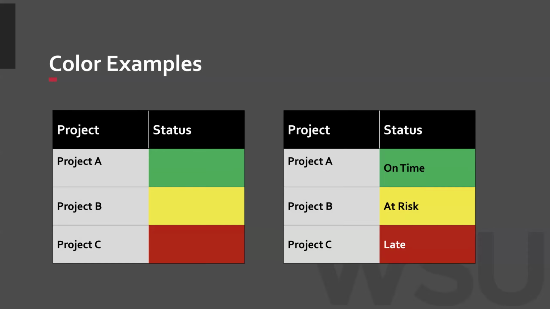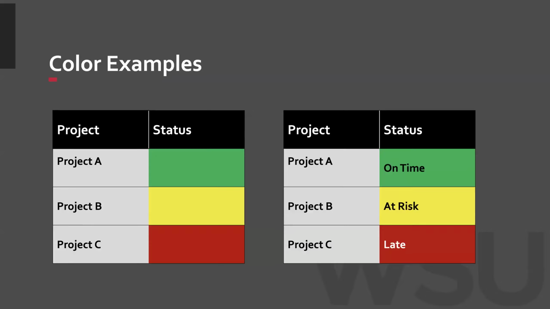This is an example of using color alone to convey meaning. If somebody was colorblind, they would not know what these colors meant. So to the right of that is the same table, but with text added to each one of those projects to add some clarity. In addition to it being a green cell for Project A, it says on time. Project B, in addition to being a yellow background color, says at risk. And Project C, with a red background, says late.